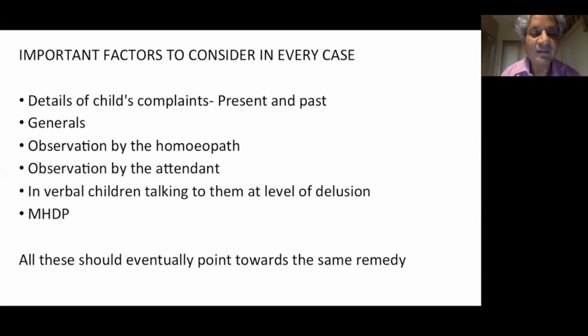In verbal children, talking to them has to be at the level of delusion. Most children who are verbal, they talk in images, imagination, Superman, Batman, horror movies, cars, all of these things, their imagination is very, very active. So you start to talk at that level.